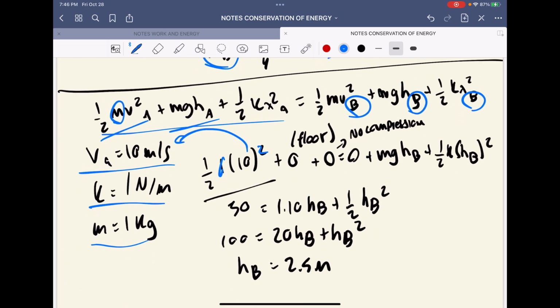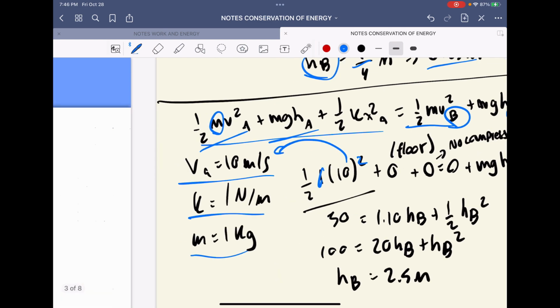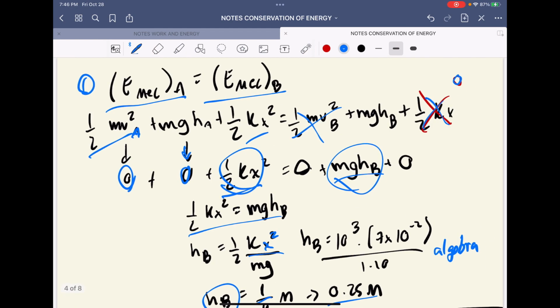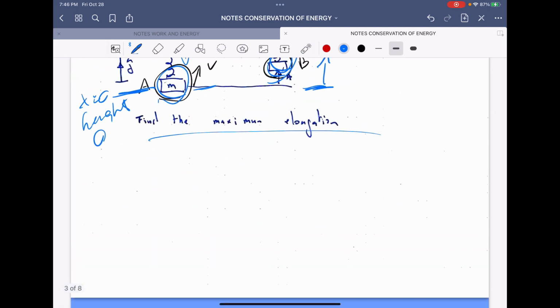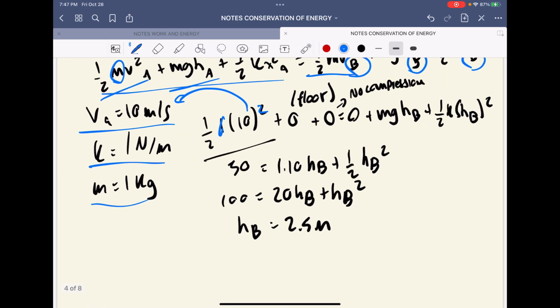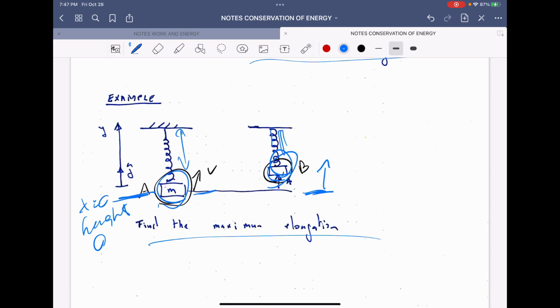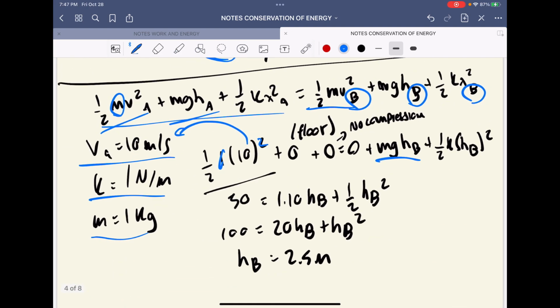Plus 0 because there's no compression here. So it's going to be equal to 0. There's no kinetic energy. Plus mgh_B. There is an mgh_B because it's at the floor and the mass rises right here, so there is a height. That's what we're trying to find. Oh, sorry, it's the maximum elongation. Never mind. But there is mgh_B, plus 1/2. On this one there is compression here. You see, it's compressed. So we have a half k times h_B to the second power.